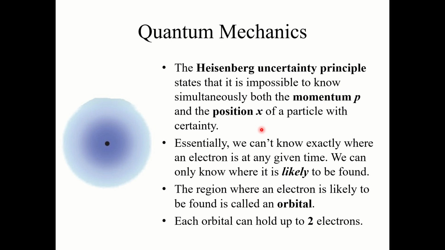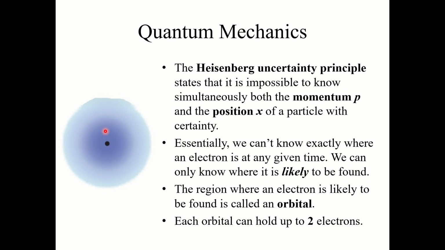So electrons are so small, they have quantum-like properties. And because they are so small, we cannot know both their momentum and their position at the same time. We can only know one or the other. So really, we can only know where it is likely to be found.